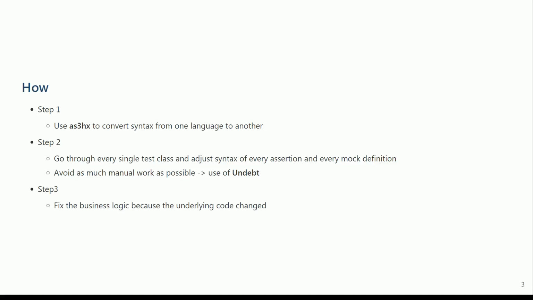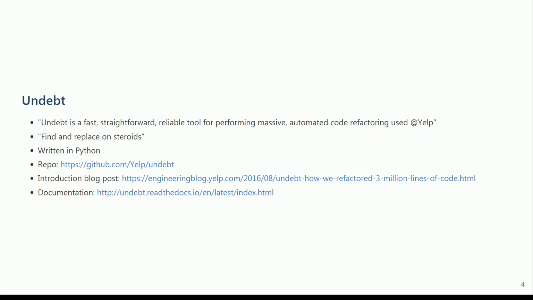And step 3 is just obvious. We need to fix the business logic because the whole code base changed. But at least we have the asserts and we have all the mocking stuff done. So let's talk about Undebt.